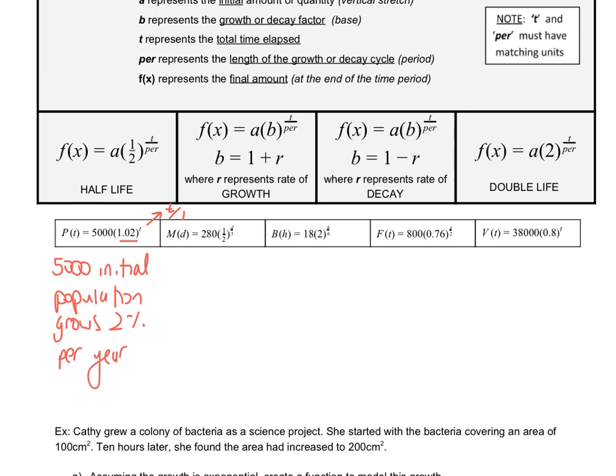And there we are. The next one, M(d) = 280 times 1/2 to the power of d over 3. So I know it's a half-life, and it appears that the half-life occurs every 3 something. Maybe d is days and M is mass. So let's say we have 280 grams to start, and it has a half-life of 3 days.